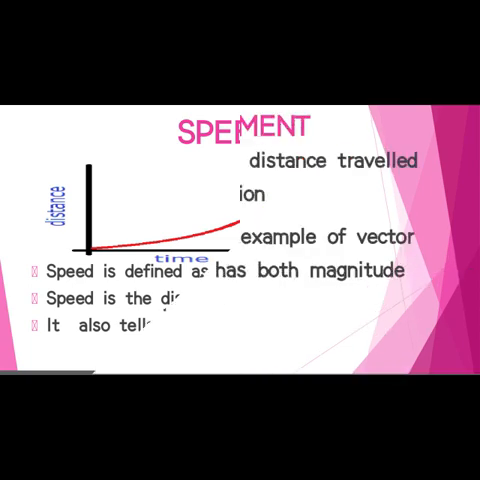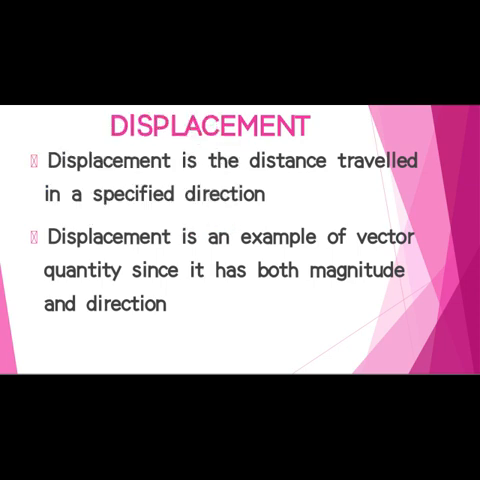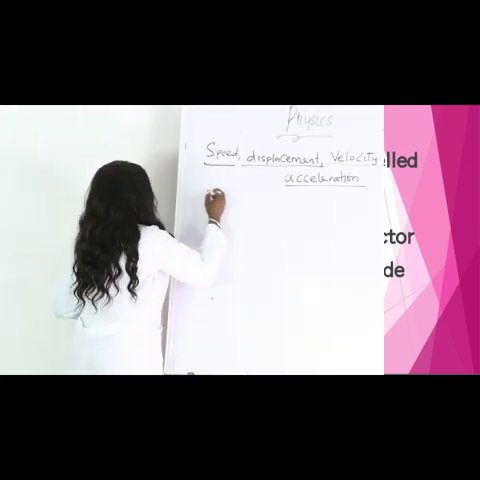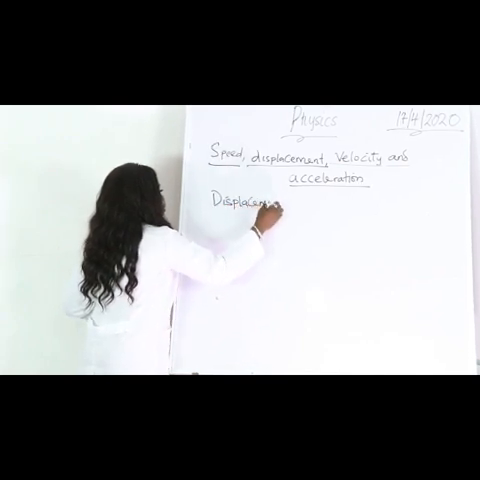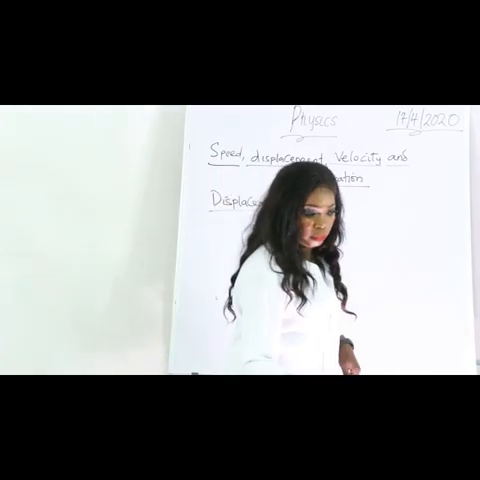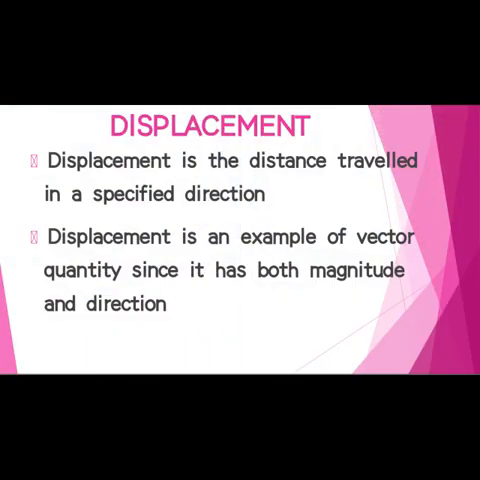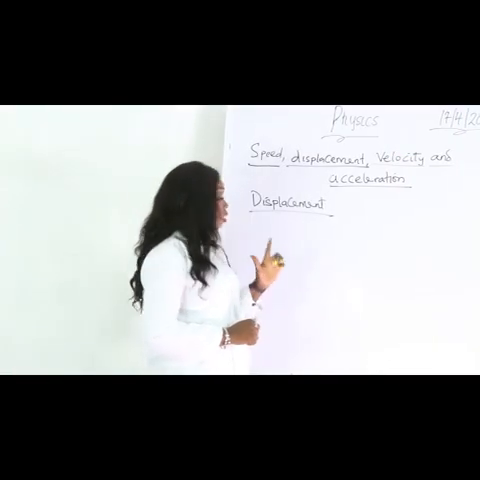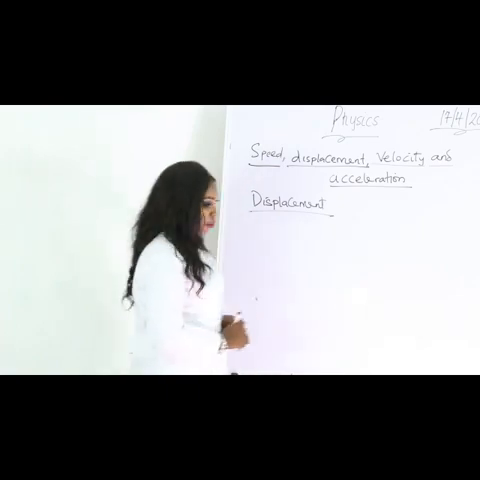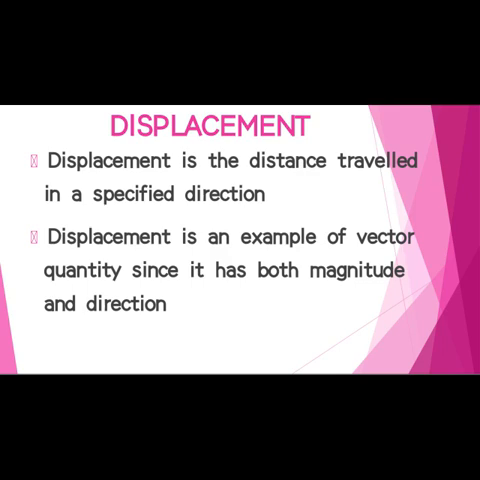All right, we want to go down to displacement. It's very important, viewers, that you should understand the parameters that you'll be meeting as regards Newton's law of motion. We quickly want to talk about displacement. Displacement is the distance traveled in a specified direction. Displacement, as you all know, is a vector quantity. Remember we said that a vector quantity is a quantity that has both magnitude and direction. So we say that displacement is the distance traveled in a specified direction.